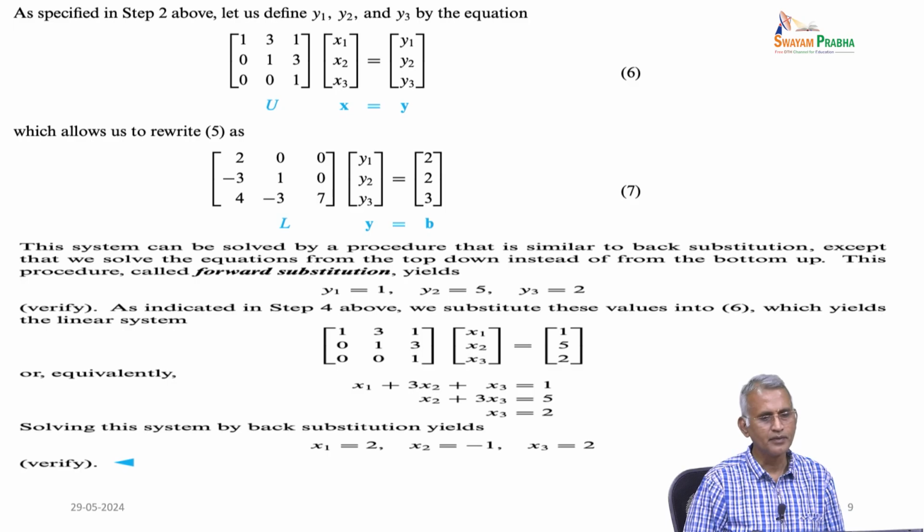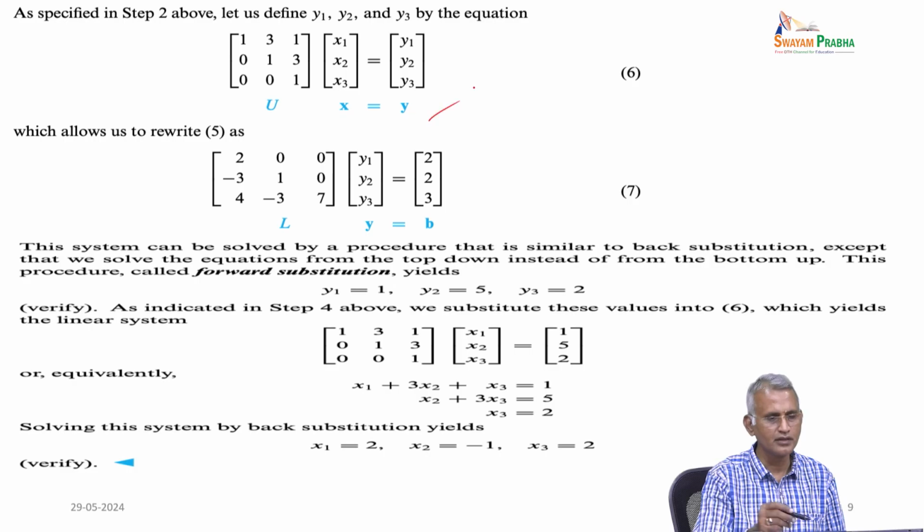Now, we have a step by defining y1, y2, y3 by the equation of upper triangle into x, and also rewrite the lower triangle LY is equal to B. Now, you have to do forward substitution because 2y1 equal to 2, therefore, y1 equal to 1 will come. With the help of this, you substitute in the second equation, y2 equal to 5. With the help of first and second, we substitute and get y3 equal to 2. So, this way we can identify the unknown variables y1, y2, y3.